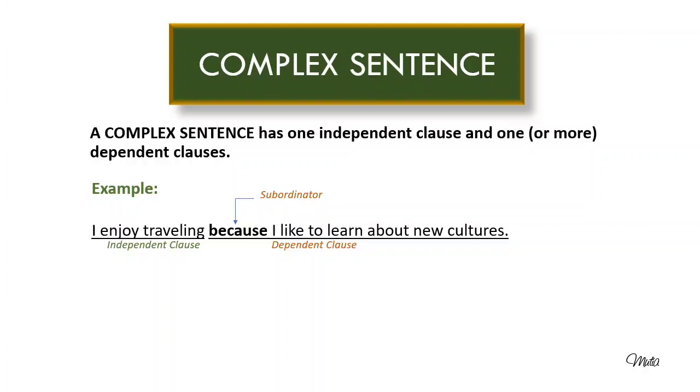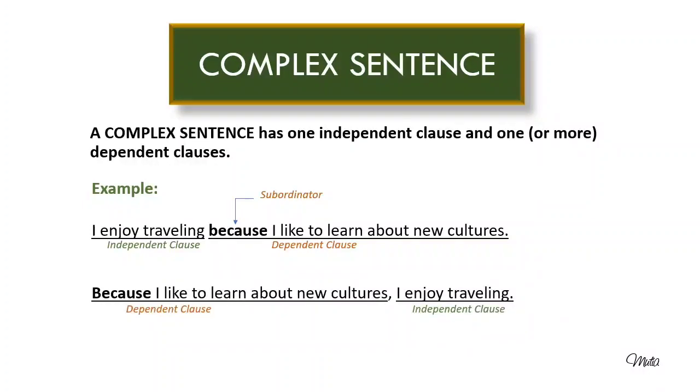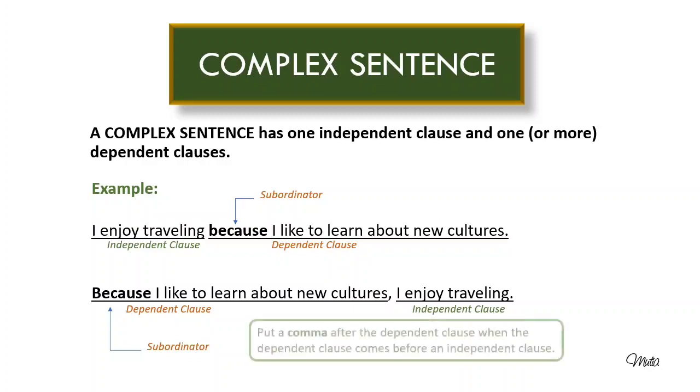The dependent clause can be in the beginning of the sentence. For example, because I like to learn about new cultures, I enjoy traveling. For the punctuation, we should put a comma after the dependent clause when the dependent clause comes before an independent clause.